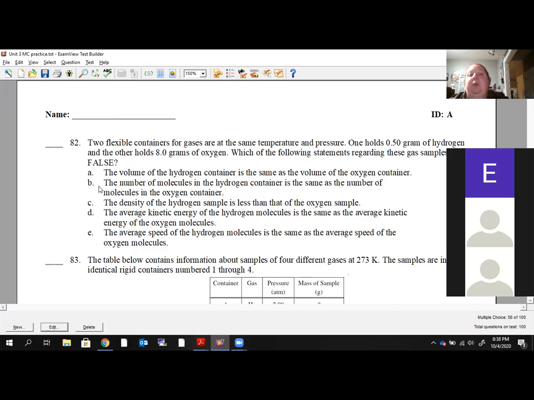Might have been a little bit easier if B was first. Again, if we have the same number of moles, they're going to have the same number of molecules. Okay. And then, the density of the hydrogen sample is less than that of the oxygen sample. That would be true because density is grams per volume. And if A is true, then they have the same volumes. 0.5 grams divided by whatever that volume is will be a smaller number than 8 grams divided by that volume. Okay.